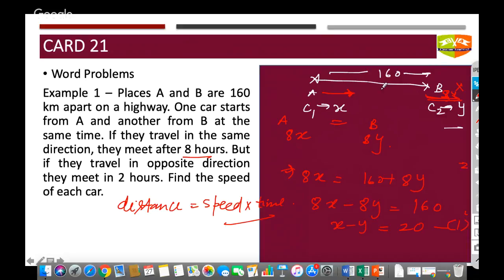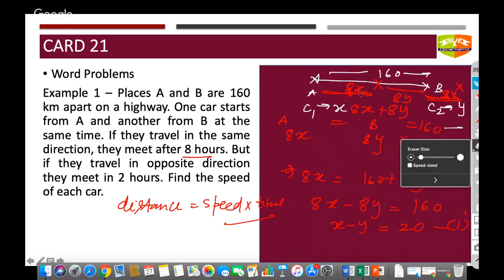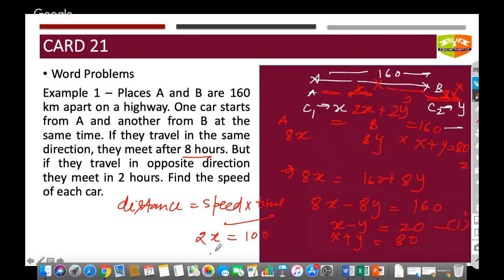Now let's say that when they travel in the opposite direction, in this case, the distance traveled by A is 8x, and the distance traveled by B is 8y, and the total distance is 160. So 8x plus 8y is 160. So x plus y, no, this will not be 8x, this will be 2x basically, because the time taken is 2 hours only. So I'm just removing this. So 2x plus 2y, so x plus y comes out to be equal to 80. So I write here x plus y is equal to 80. So 2x is equal to 100, x is equal to 50, and y gets how much? So y would be here 80 minus 50, which is equal to 30. So that is how you have to solve these questions.